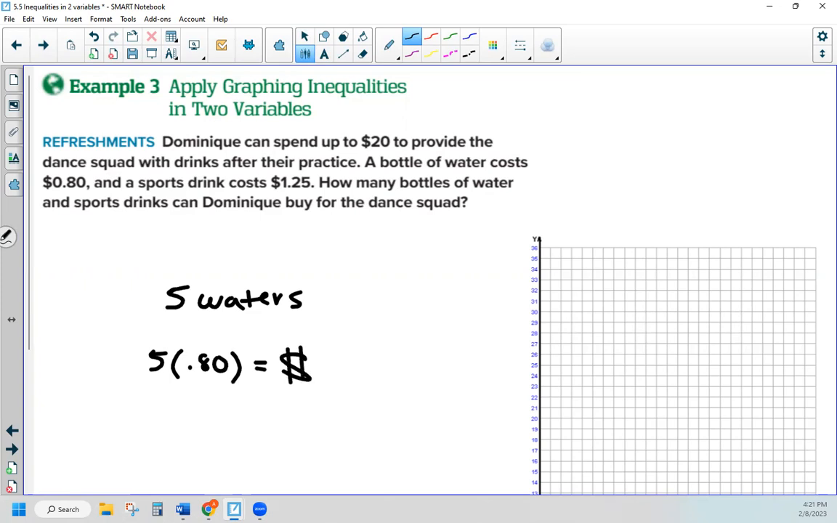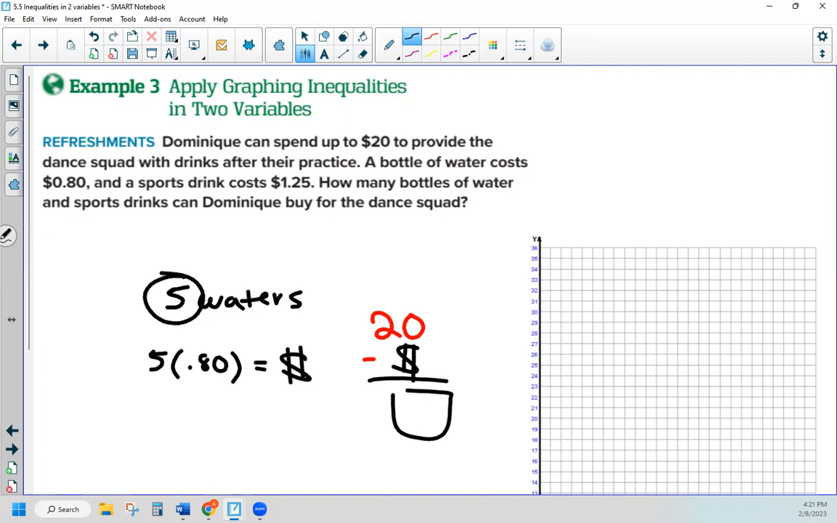So this will be the cost of the water. And then, starting with 20, take away that cost of the water, and then that will give you what you have left. Well, that is the type of math that you would have to do over and over again to find out all your different combinations, because all this math will only tell you what you can get with a combination of 5 waters.